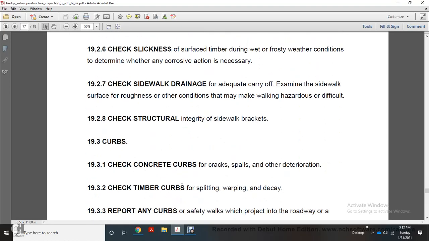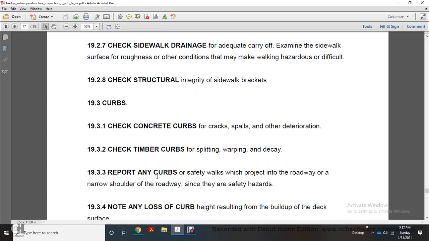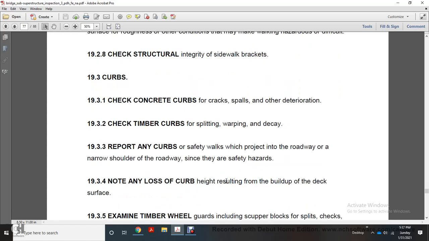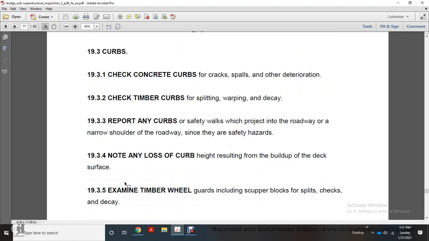Check timber curbs for splitting, spalling, warping, and decay. Report any curb that projects into the roadway or shoulder area, since these are safety hazards. Note any loss of curb height resulting in the curb being nearly flush with the deck surface.